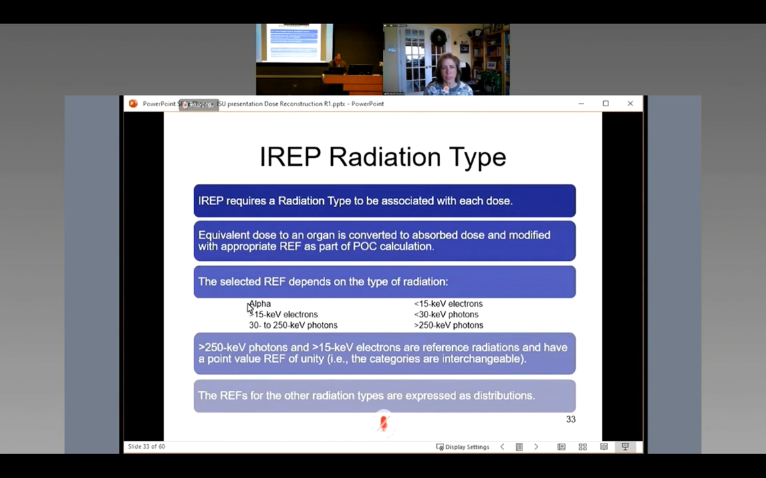And the categories that we have are alpha, electrons that are less than 15 keV or greater than 15 keV, and then 3 ranges for photons. The greater than 250 keV photons and the greater than 15 keV electrons are actually the same as far as the weighting. They both have a point value of unity, and then the rest of them are compared to that, or they're expressed as distributions related to that.